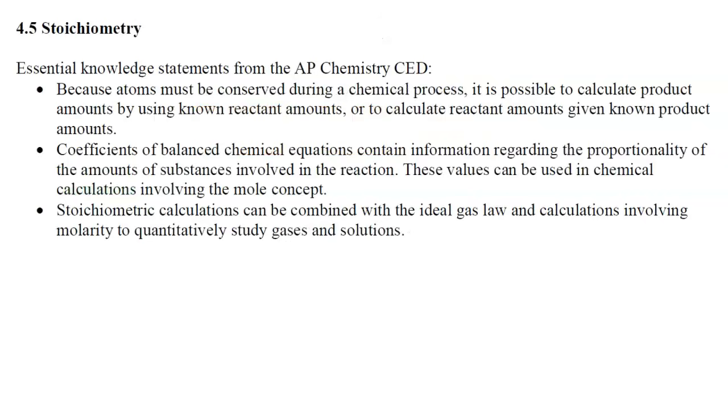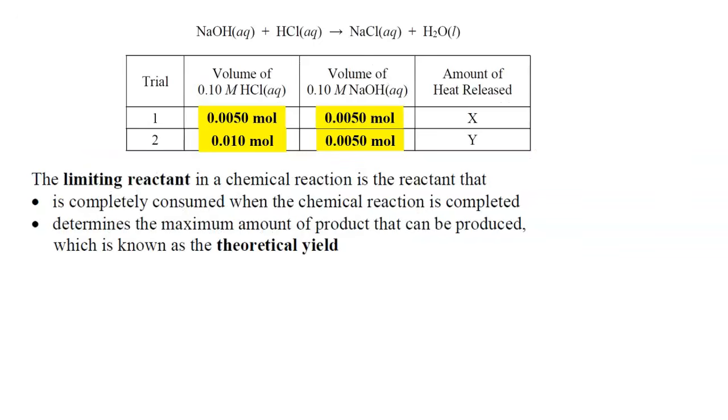So in topic 4.5, which is stoichiometry, we need to consider not only the mole ratios, but also this idea of a limiting reactant, as well as the theoretical yield. The definition of the limiting reactant in a chemical reaction is the reactant that is completely consumed when the chemical reaction is completed, and the limiting reactant determines the maximum amount of product that can be produced, which is known as the theoretical yield.